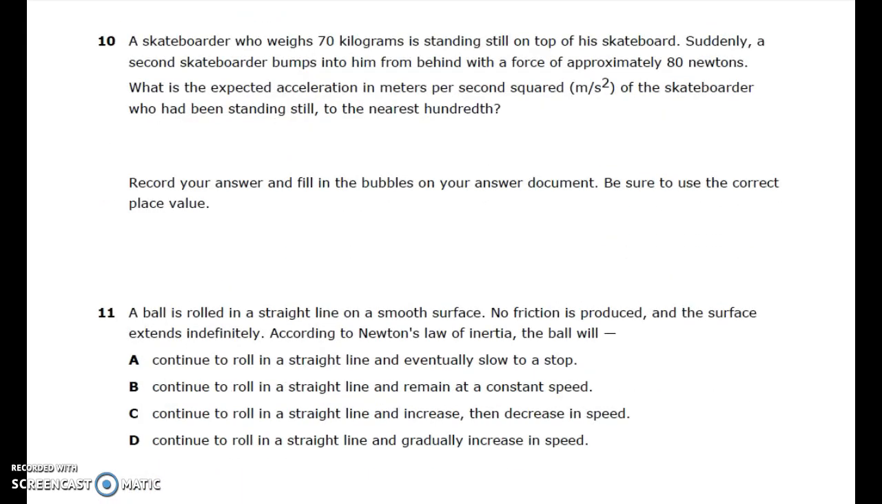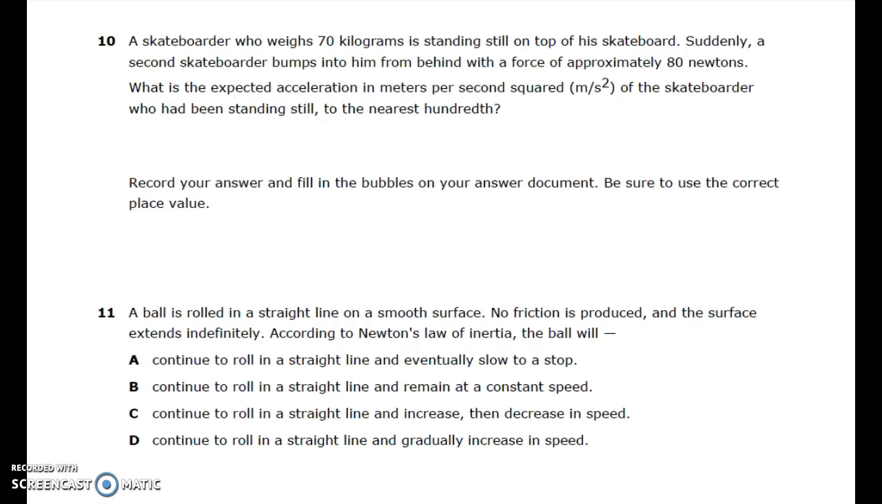Number 10. A skateboarder who weighs 70 kilograms is standing still on top of his skateboard. Suddenly, a second skateboarder bumps into him from behind with a force of approximately 80 newtons. What is the expected acceleration in meters per second squared of the skateboarder who has been standing still, to the nearest hundredth? Record your answer and fill in the bubbles on your answer document. Be sure to use the correct place value.